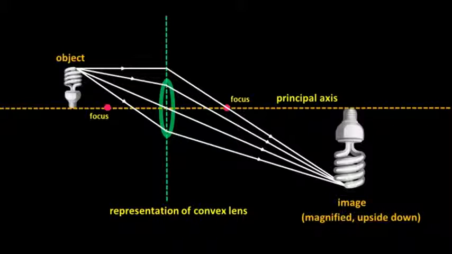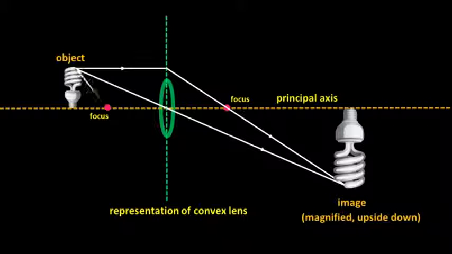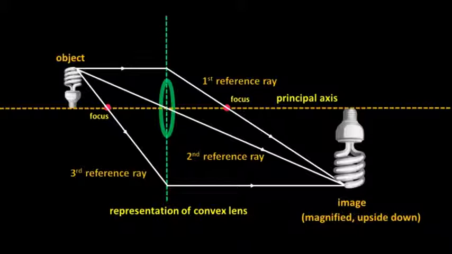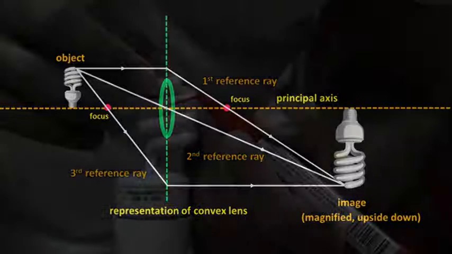There is, however, a third reference ray. Any light ray passing through the left side focus refracts so that it ends up travelling parallel to the lens's principal axis. This ray should also meet up with the others. These 3 reference rays can be used to work out where the lens will produce an image in any circumstance.